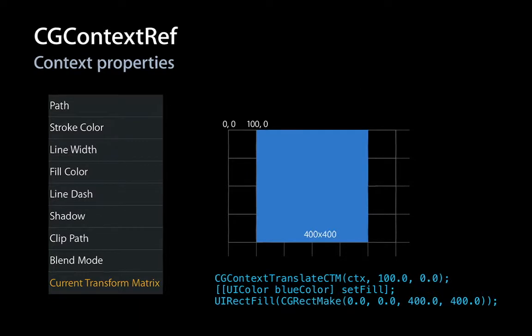I can do things like translate that CTM and then reuse the path again and draw it again, and it will draw it in what looks like a different location. So here, I'm translating the CTM in the X direction by a positive 100 points. So it moved my square from 0, 0 to 100, 100, but the rectangle that I drew still started at 0, 0.